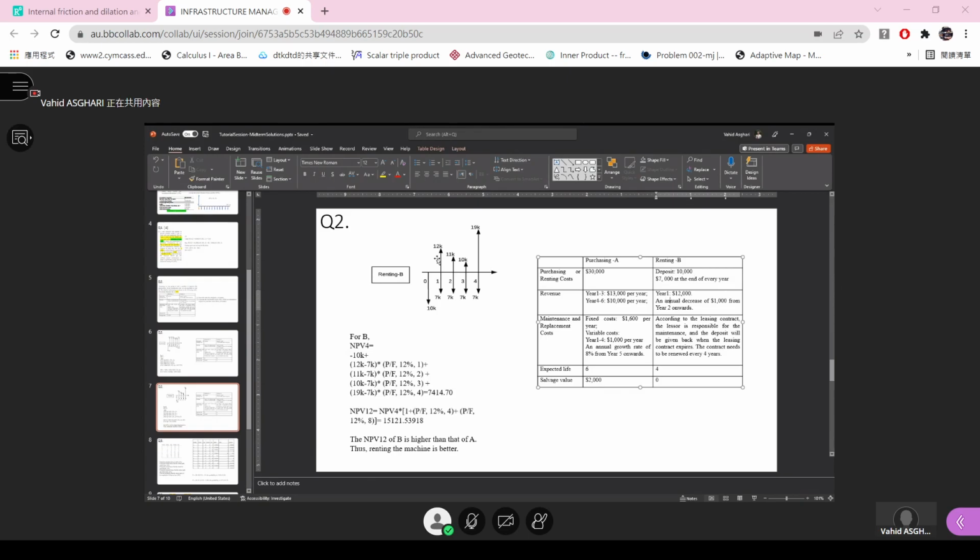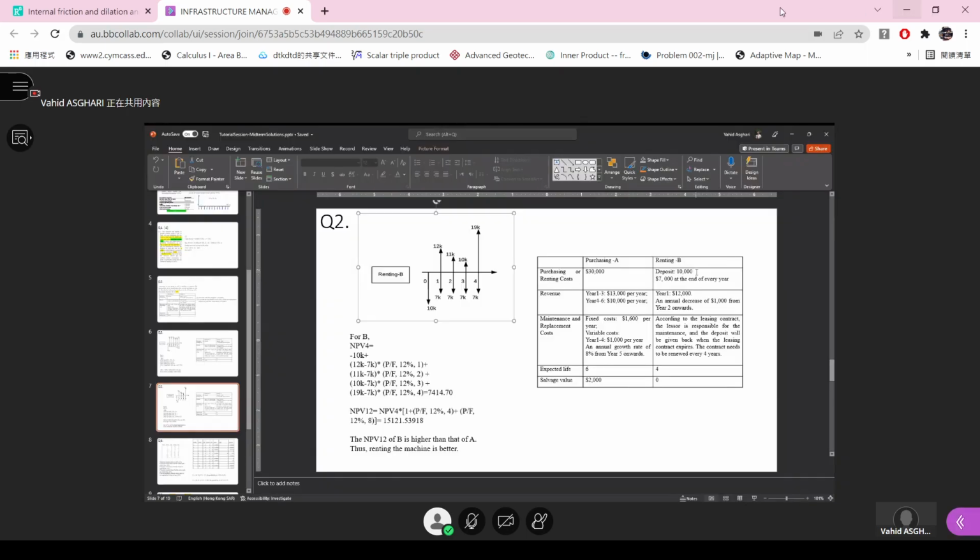Okay, I assume that you don't have any question here. Let's do the second one. The second one, 10K deposit. Okay, all right. What about the revenue? Year one, $12,000, and decrease $1,000 from year two onwards. Okay, 12, 11, 10, and there will be a 9K here. But let's see, the deposit will be returned. 10 plus 9 will be 19. Okay, and the contract needs to be renewed every 4 years. Okay, that's fine. And there is no salvage value, right?